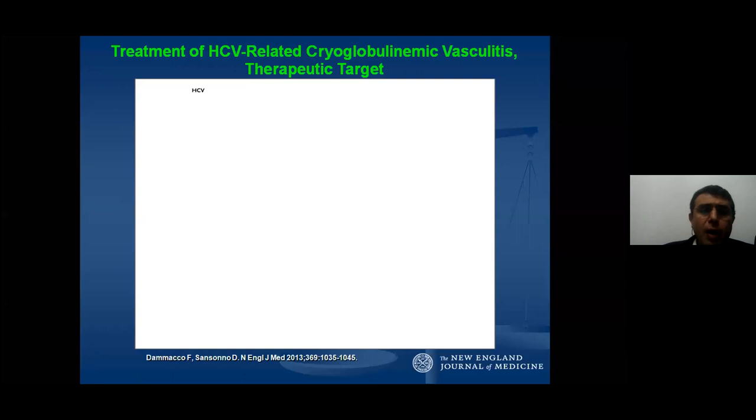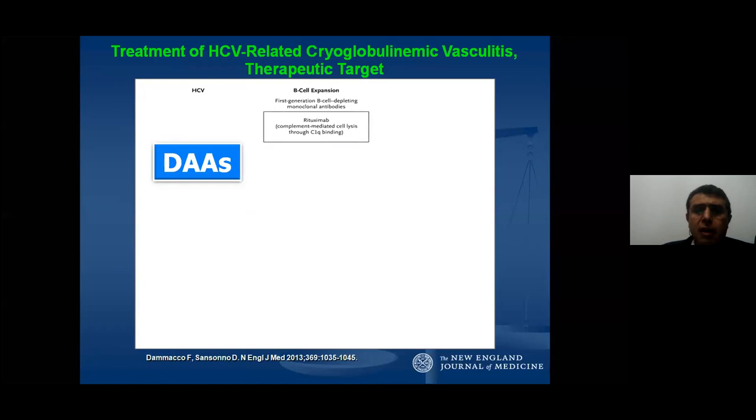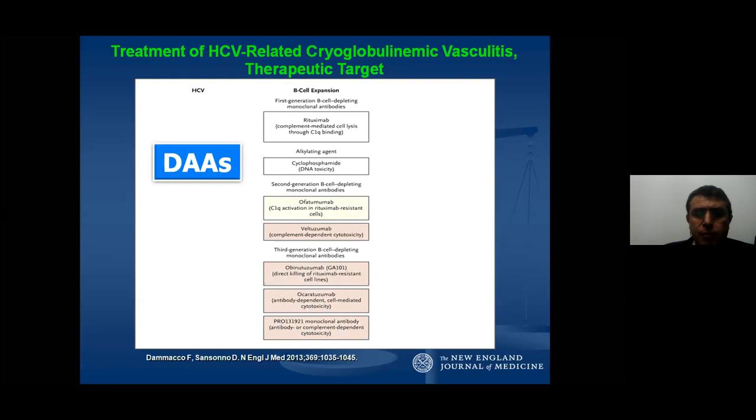Number one, eradication of the viral HCV, previously by interferon and nowadays by DAA drugs. Second, B cell expansion is to be suppressed either by depletion of these B cells by monoclonal antibodies such as rituximab, first generation of course, or suppression of these cells by alkylating agents such as cyclophosphamide, or the use of second or third generation monoclonal antibodies which may deplete B lymphocytes.